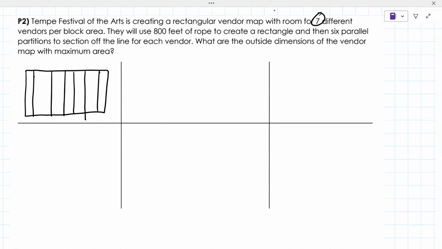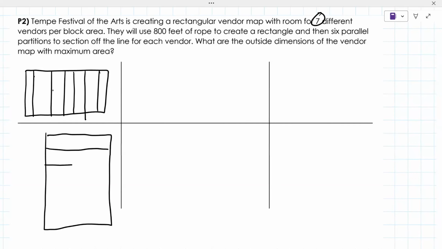Okay. Is that okay? Yeah. Now, it doesn't really matter, but you could also draw it the other way, where the partitions are going horizontally. You may find that you like solving it one way versus another. One, two, three, four, five, six. Because this way is X and then this way is Y.